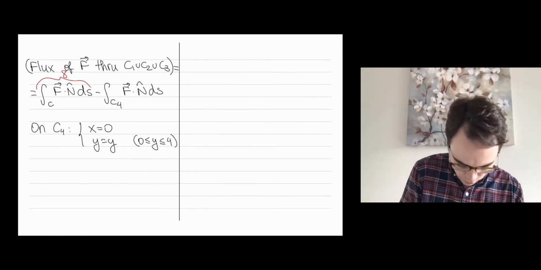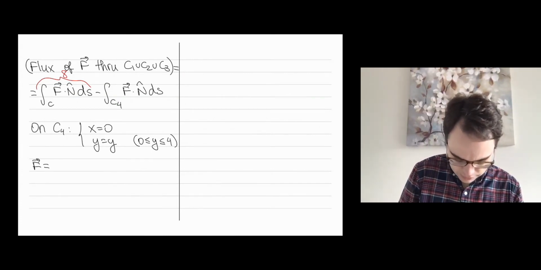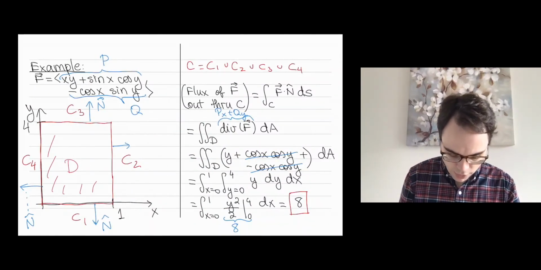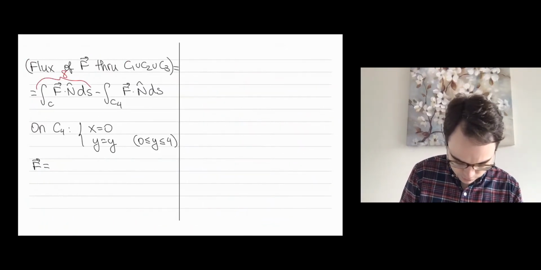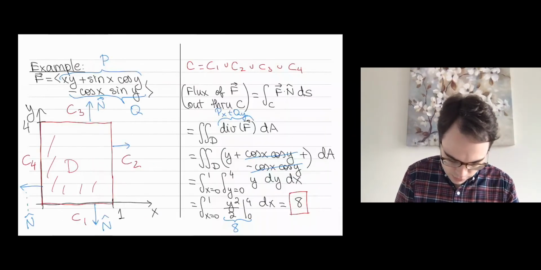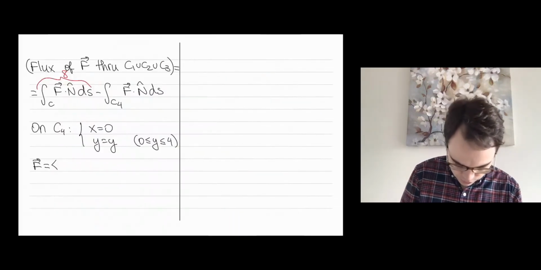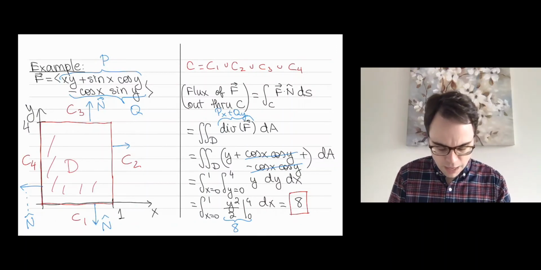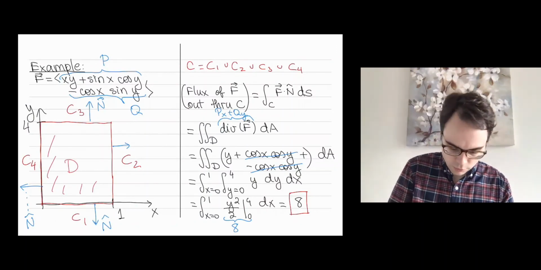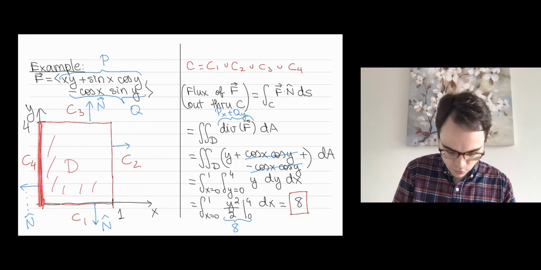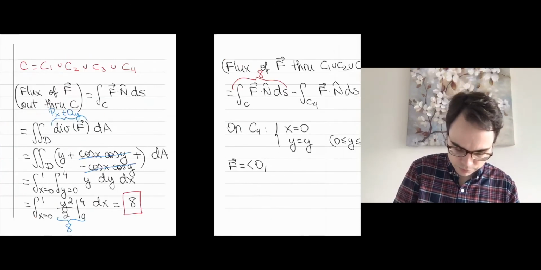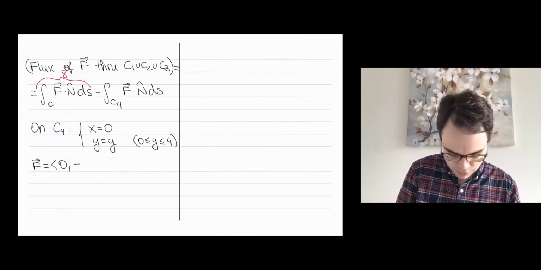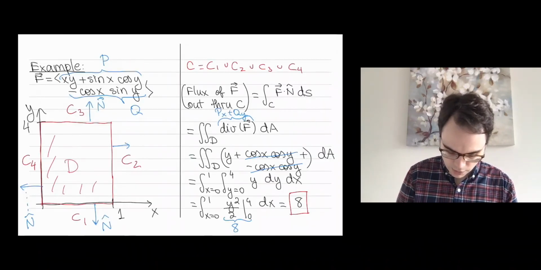Okay, our vector field is x times y, but x is 0, so that's 0 plus, let's do everything here. So that's 0 times y plus sine of 0 times cosine y. So the first component just becomes 0. The second component is minus cosine of x. Remember, on this side, x is 0. So this is just minus cosine of 0, which is minus 1, times sine of y.